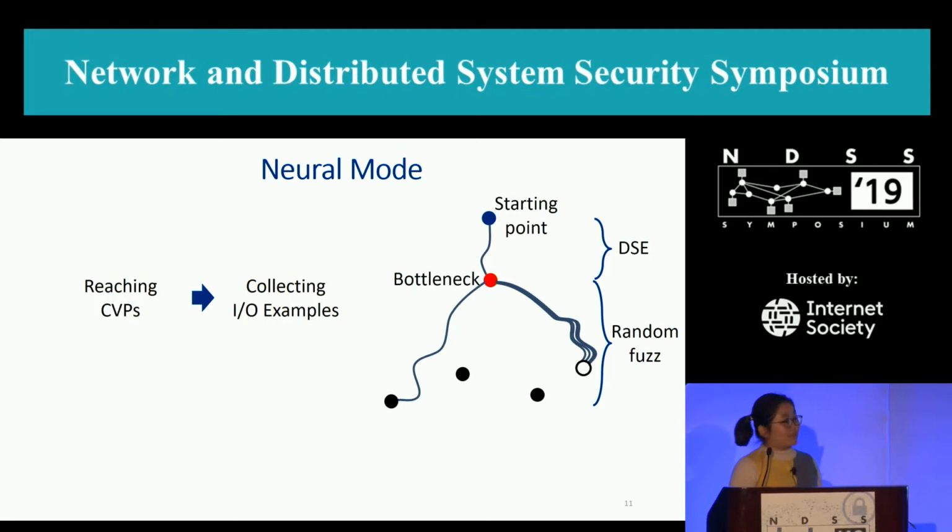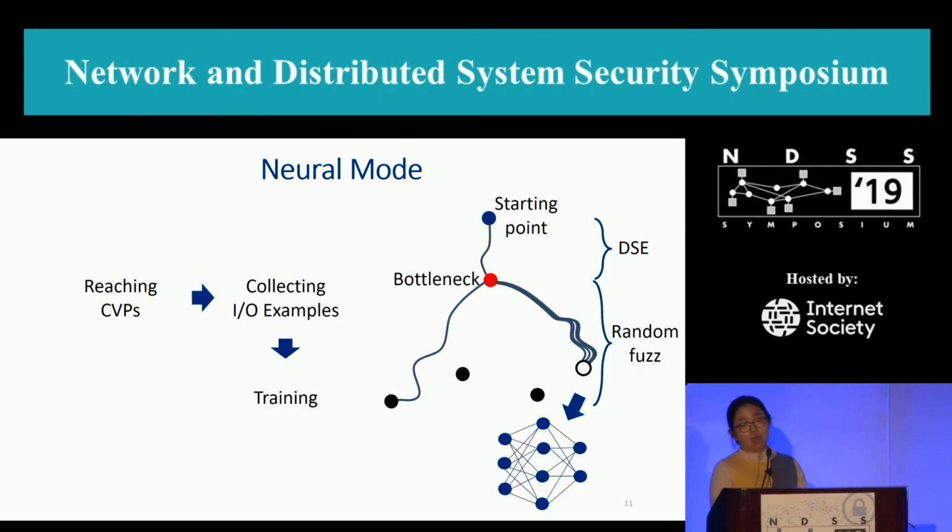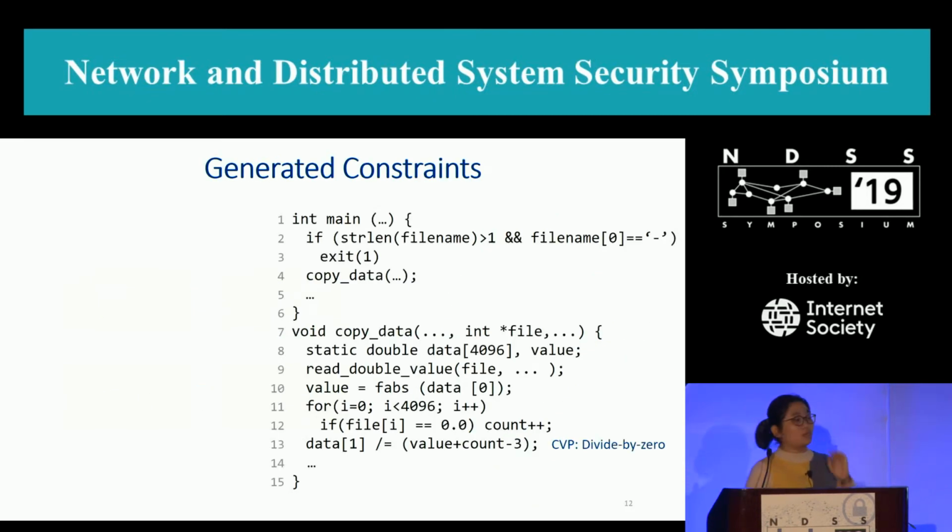However, not all the CVPs will have sufficient samples. Thus, we will only select the ones with sufficient samples for our training. After we train the neural network, we will solve the trained neural network together with the symbolic constraints generated by DSE. So now, let's go back to the previous examples that we have.